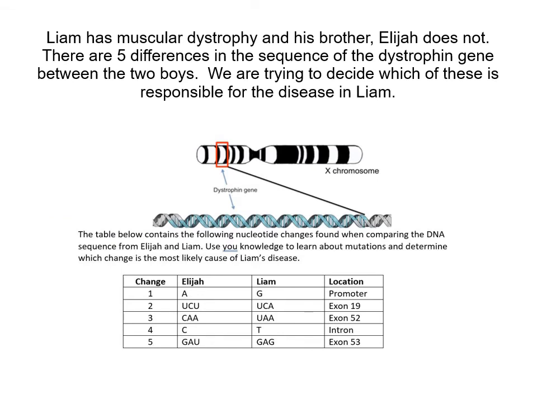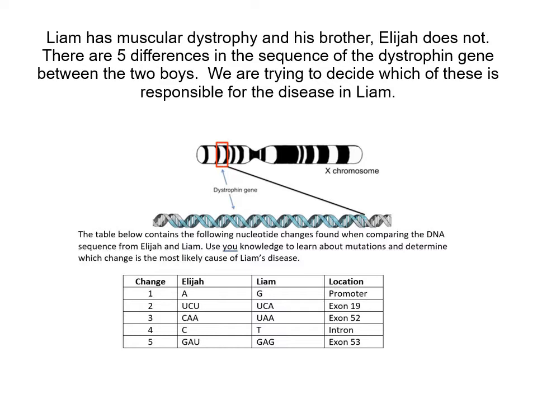Okay, so now we're presented with a scenario. We have 2 boys, Liam and Elijah. Liam has muscular dystrophy. His brother Elijah does not have it. Okay, and we're going to compare the sequences of the 2 boys to find out what might be the cause of the disease in Liam. So we sequence the genes from both, and we find 5 nucleotide differences between the 2.